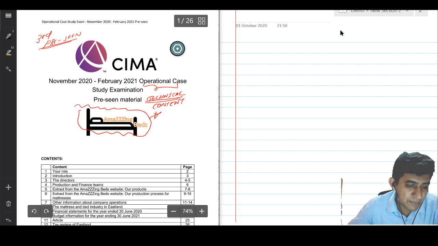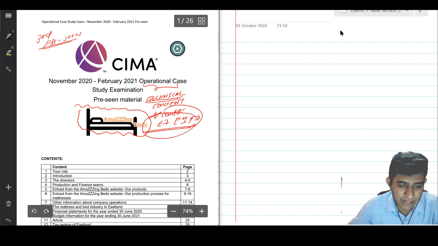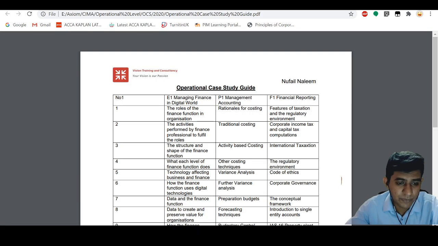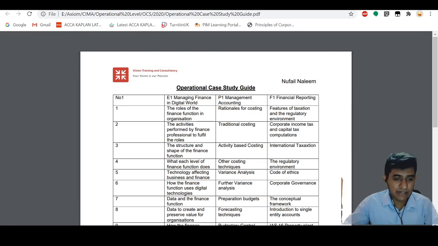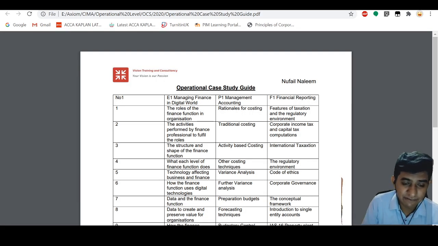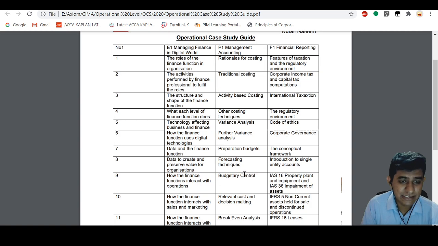you are comfortable with the examination areas of E1, P1 and F1, because students, this is generally tested in the examination. So students, in order to make you confident, I am sharing some knowledge on E1, P1 and F1. If you generally observe, the E1 subject has become Managing Digital Finance, where you find many areas of the role of the finance function.